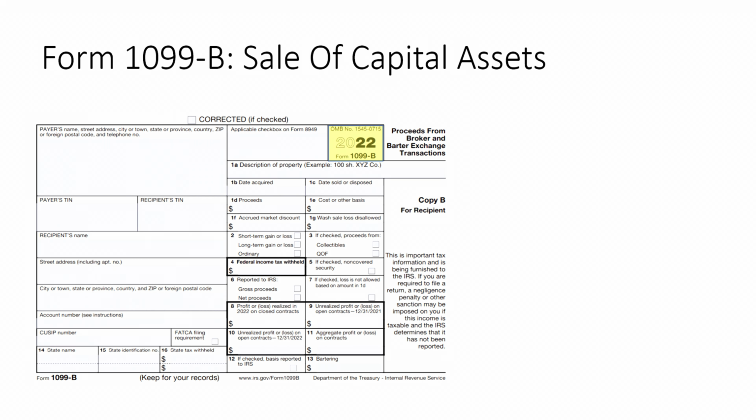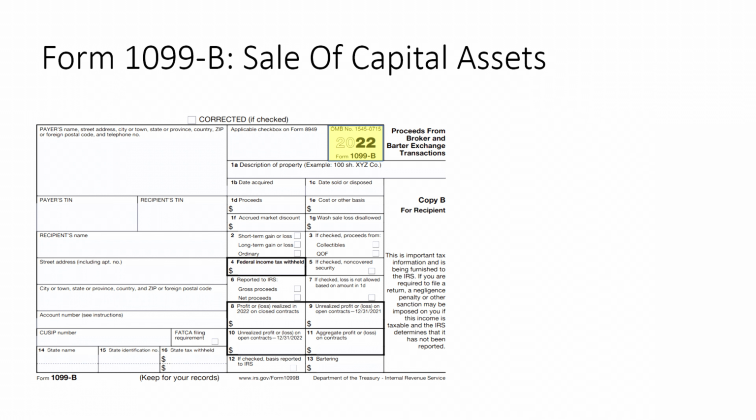So let's just take a very simple example. Let's say I bought 1 share of Apple stock for $1, and I sold it for $100. So description of property, box 1A, I'm just going to put 1 share of Apple stock. That's what's being sold. I'm going to put the date that I bought it in box 1B.